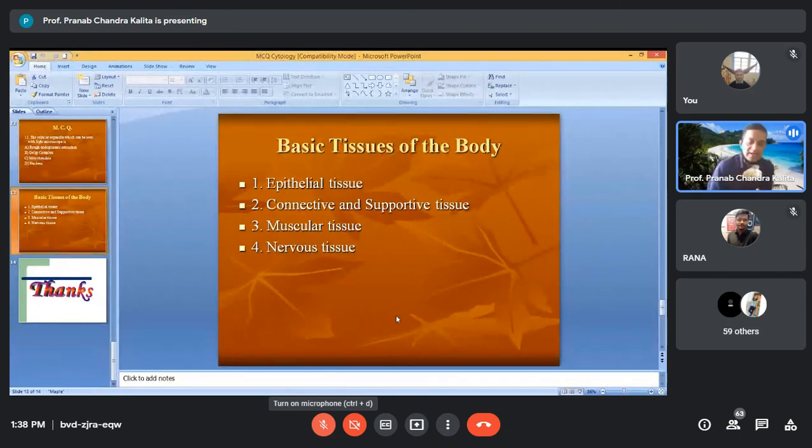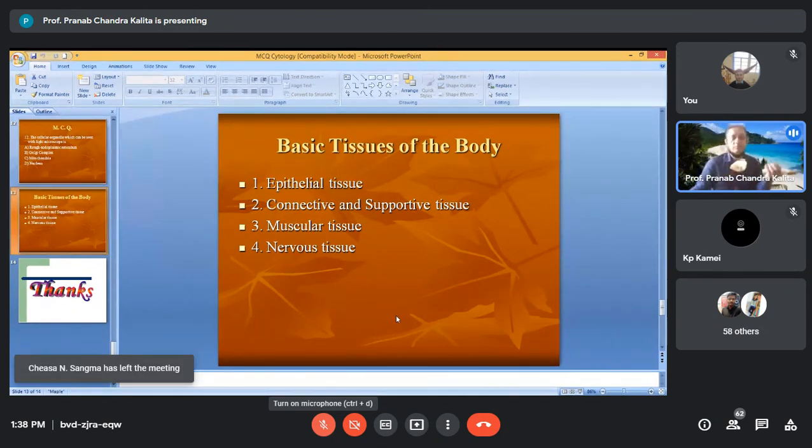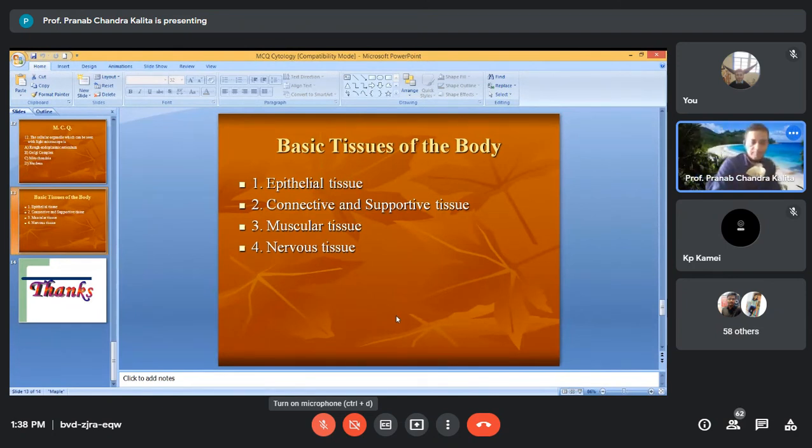After studying these 4 basic tissues, in a normal class we will go to special histology, the structure and organization of the organs. But before that, you must know the basic tissues of the body. Our entire body is made up of epithelial tissue, connective and supportive tissue, muscle tissue, and nervous tissue. In which organ, which tissues you will find and in what ways varies, but these are the 4 tissues in our entire body. Clear?